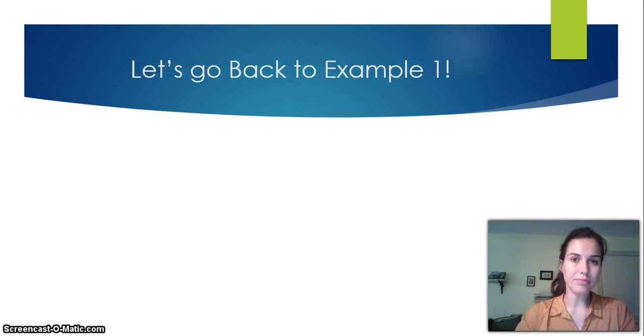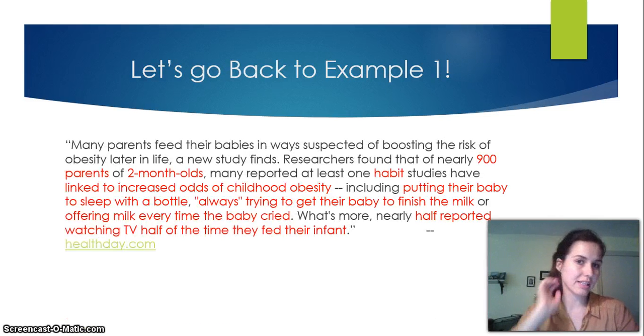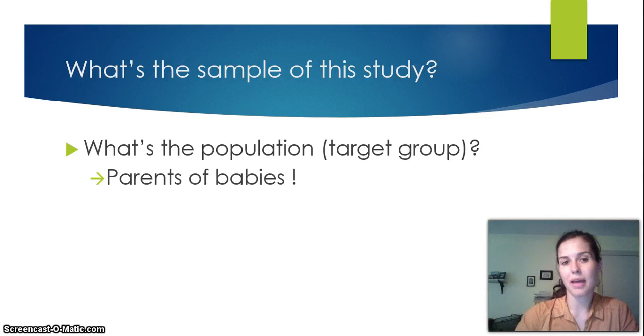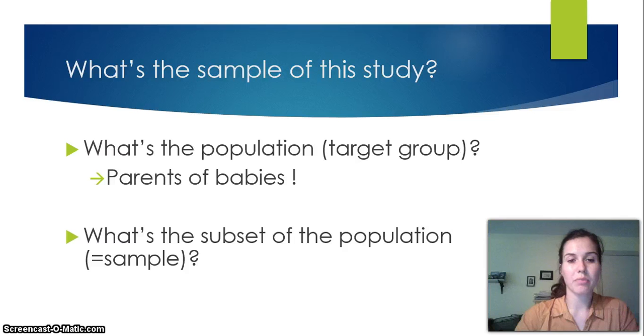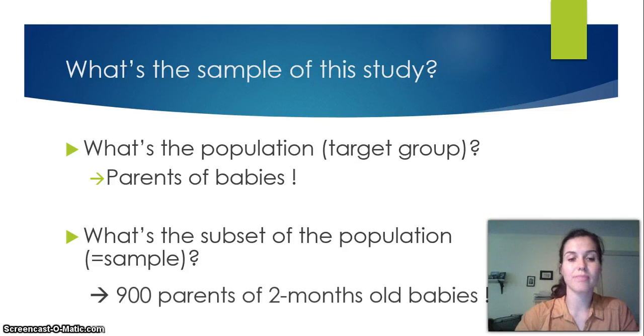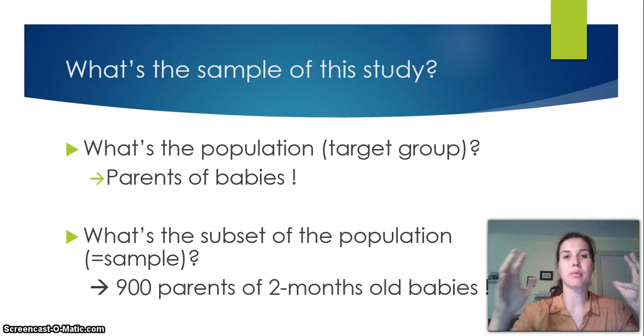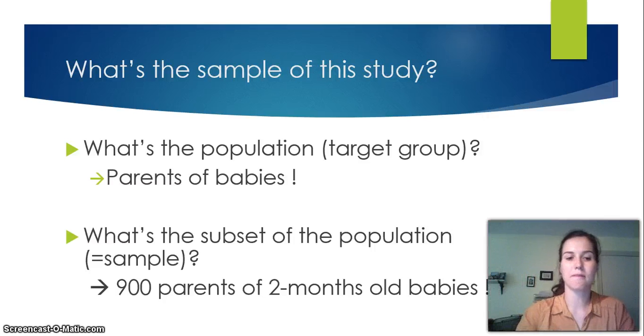All right, moving on. Let's quickly go back to example 1 and remind ourselves, what is the sample of this study? What do you think? Yes, parents of babies, right? It says parents of 2-month-olds. That is the population of this study. Now what's the subset of that population, the sample that was used? Yes, 900 parents of 2-month-old babies. They looked at 900 parents with 2-month-old babies for this study. That's the sample out of the population, which was parents with babies.